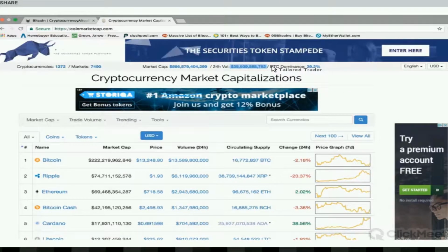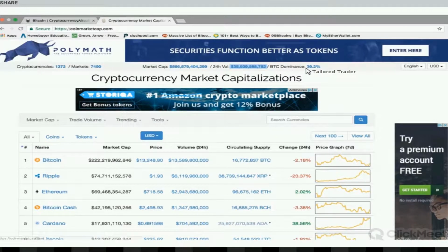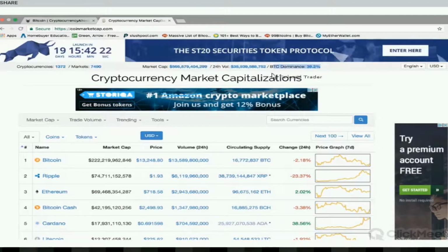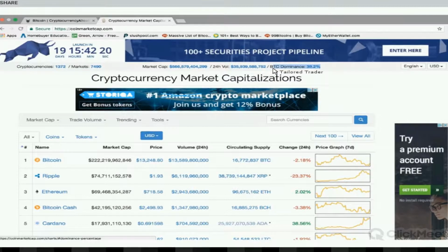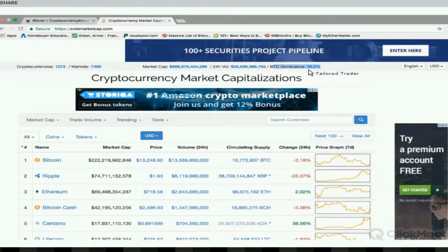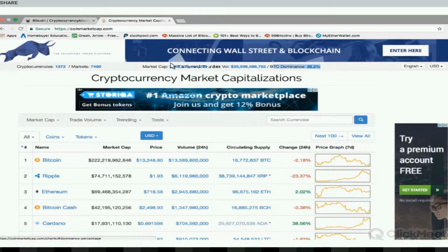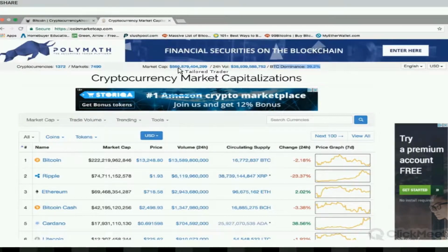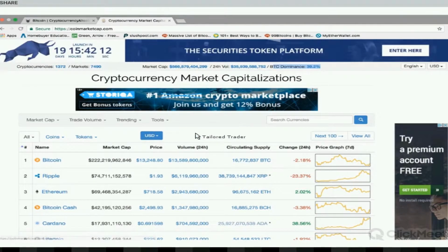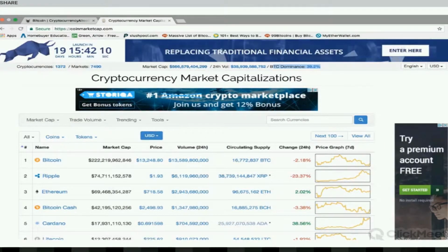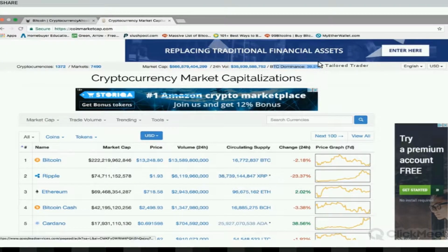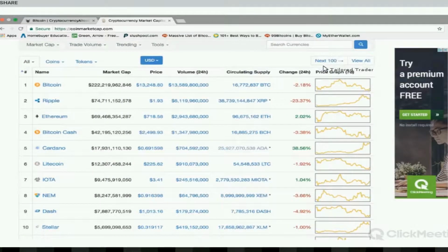And it gives you the Bitcoin dominance. What this means is the percentage of the market that Bitcoin controls, or the market cap. So right now, Bitcoin has 39.2% of this market cap, which is half a trillion dollars. If you scroll down, it shows you the top. The homepage shows you the top 100 cryptocurrencies out there by market cap. And of course, the first one is Bitcoin.